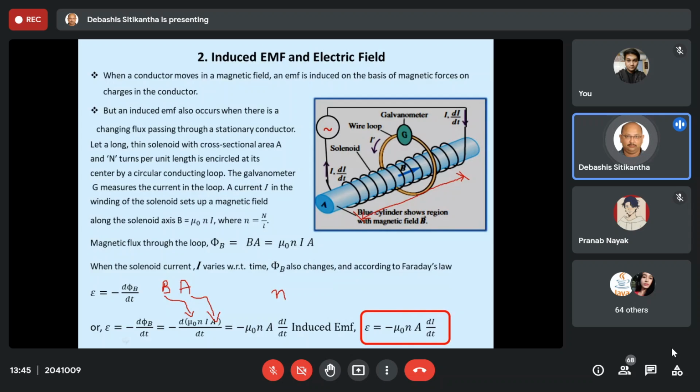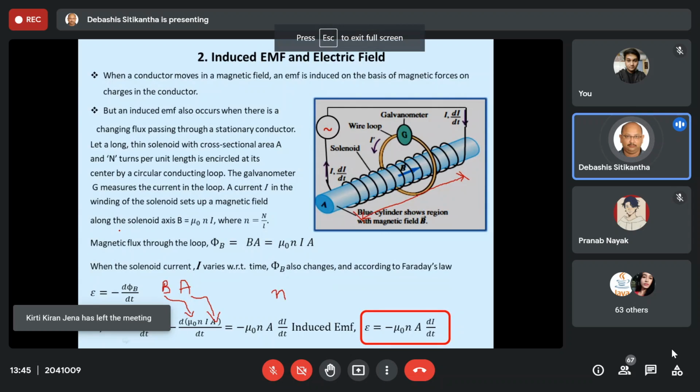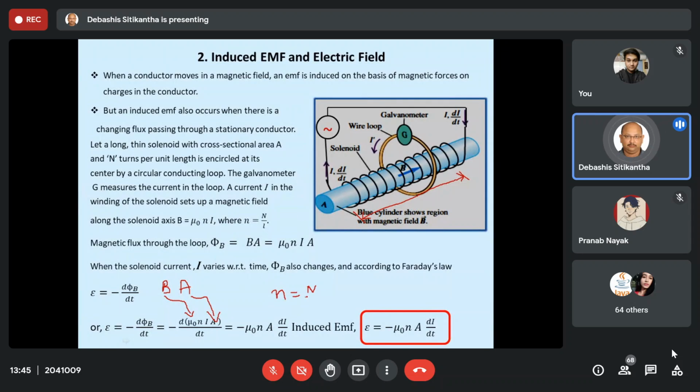So it is actually not possible on our part to represent the total number of turns. For that, we make use of a term small n, which is nothing but the actual number of turns divided by the length of the conductor. So n is also a constant. And A is nothing but the area of the core over which it is rolled. All of them are constant and therefore are outside.